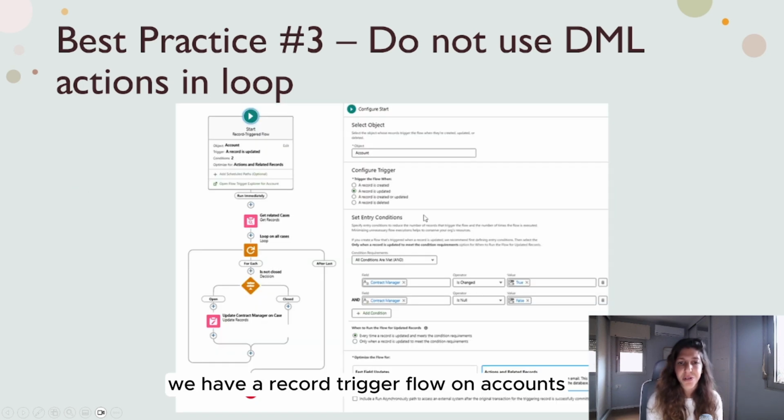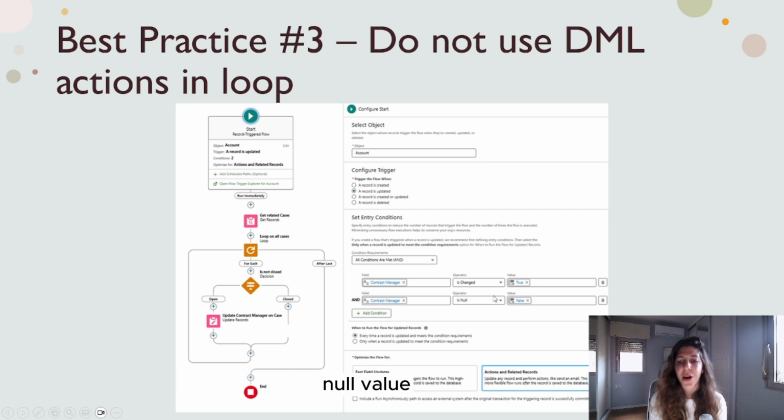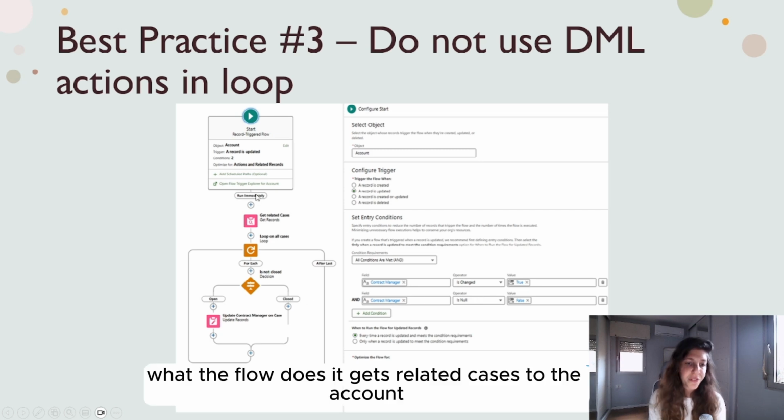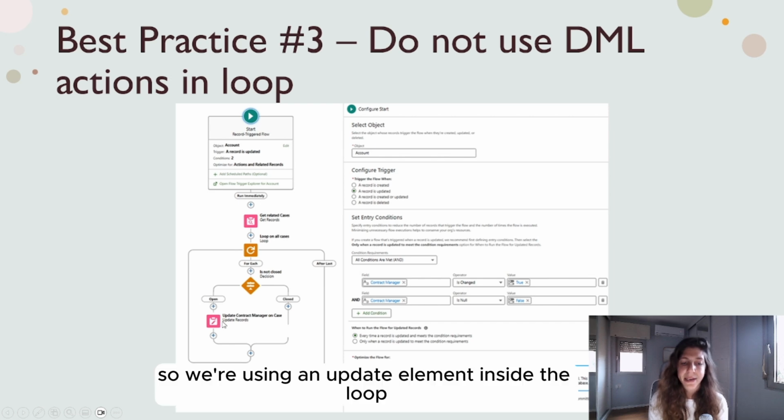We have a record trigger flow on accounts, and it triggers whenever the account is updated and the contract manager is updated to a non-null value. What the flow does, it gets related cases to the account, and then it loops on all the cases and it checks if the case is open, then it updates the case. So we're using an update element inside the loop.